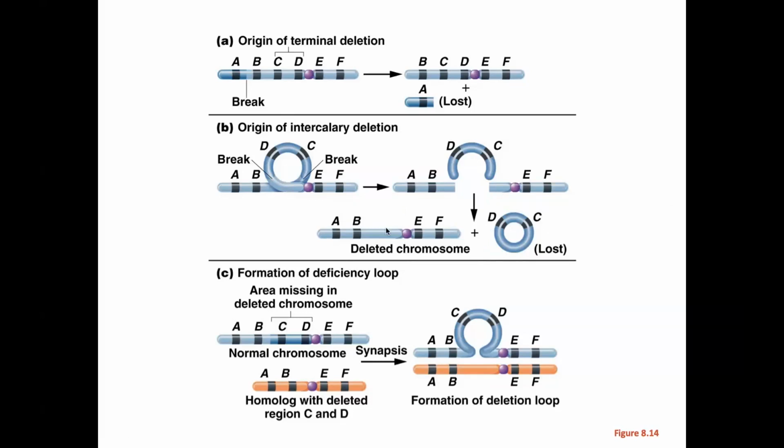These obviously are rare events, but they do occur. These two mechanisms, either recombination errors or random fragmentation of chromosomes through environmental exposures to chemicals and different forms of radiation, can give rise to deleted chromosomes.